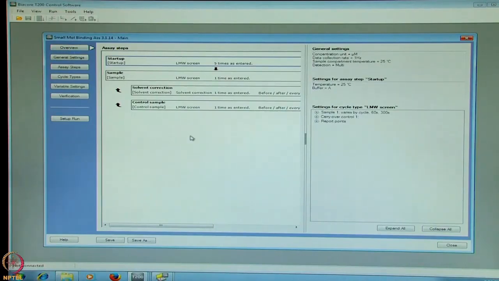So for that we need to prepare a method, and the method actually has the startups 5, one round of sample injection, solvent correction, where 8 different correction solutions are passed on the surface, and the DMSO effect on the responses is subtracted. Control samples like positive and negative controls were also included in this mode.